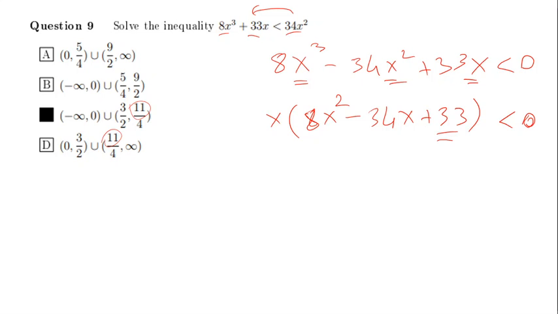Okay, now all the roots look okay here. I mean, they're all rational numbers, so it seems we can factor it. So one way is to write 2x and 4x, which makes 8x squared, and for the other, let's go for 3 and 11. Maybe we can do it like this.